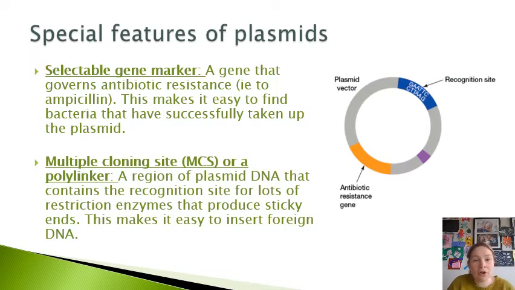Special features of these plasmids: they've got selectable gene markers, so a gene that governs antibiotic resistance, specifically to an antibiotic called ampicillin. This makes it easy to find bacteria that have successfully taken up the plasmid. They've got multiple cloning sites or a polylinker, and this is a region of the plasmid DNA that contains recognition sites for lots of restriction enzymes that produce sticky ends. So this makes it really easy for us to be able to insert genes into these plasmids.